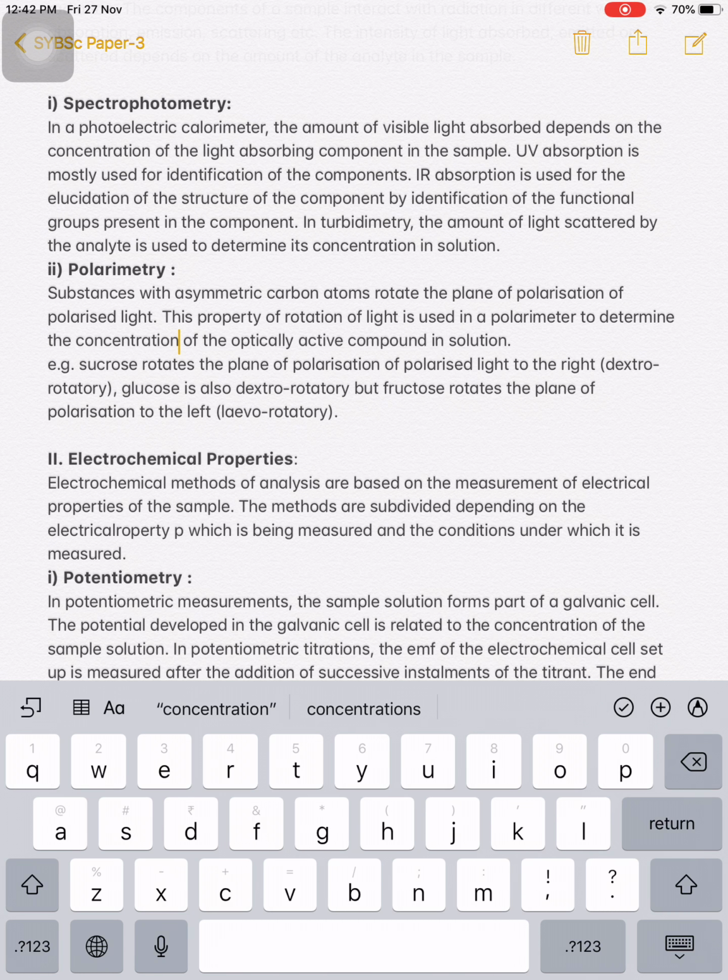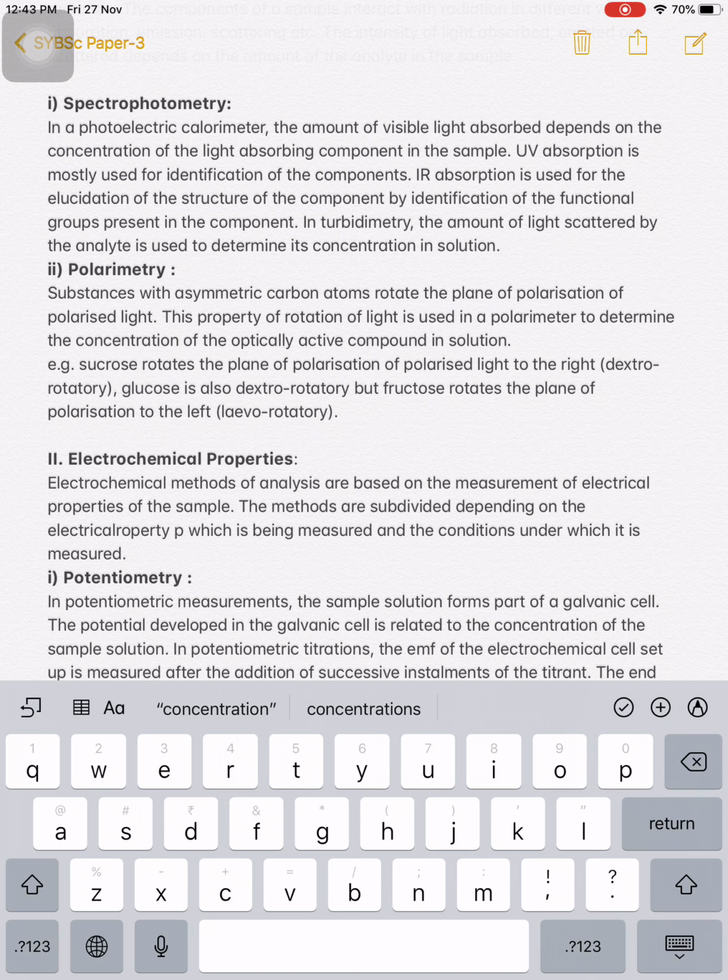Such substances which are asymmetric rotate the plane of polarization of polarized light. This property of rotation of light is used in polarimetry to determine the concentration of the optically active compounds in the solution. How much of the optically active component is present in the solution is determined by use of this phenomenon.